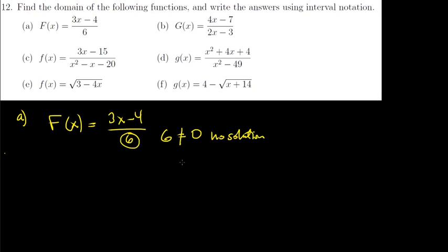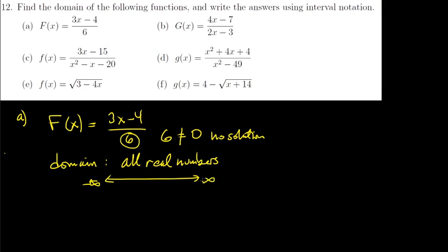And if the equation has no solution, what does that mean for the domain? It means there's nothing we have to eliminate from the domain. The domain is everything. It's all real numbers. Positive numbers, negative numbers, fractions, decimals, all real numbers, right? So everything going from negative infinity to positive infinity.